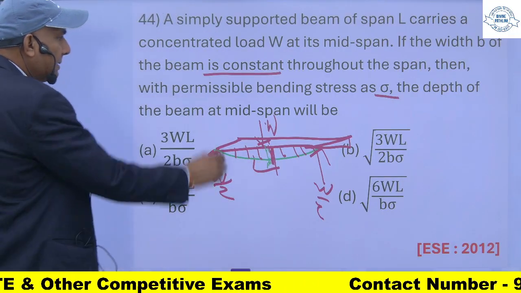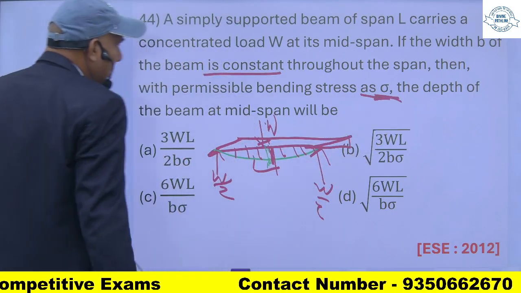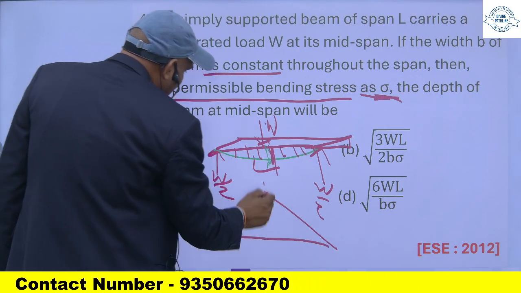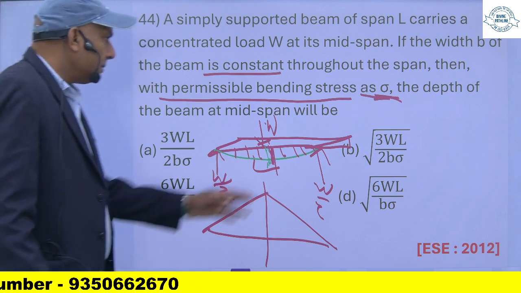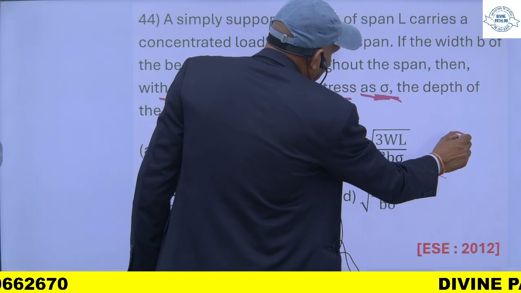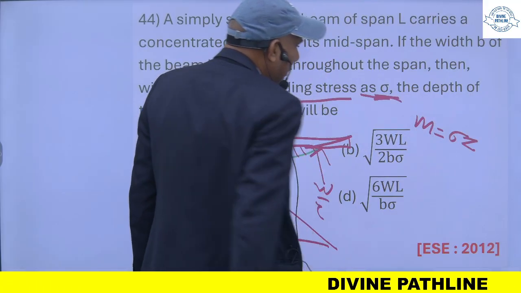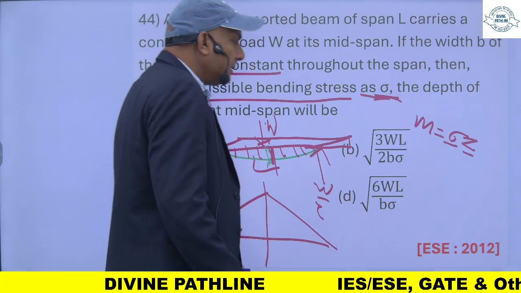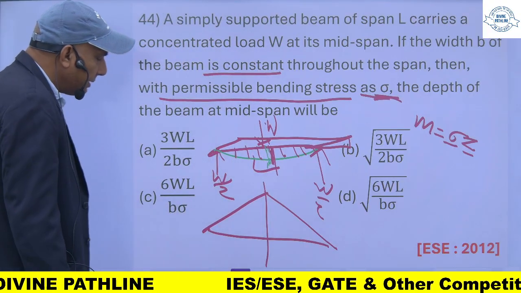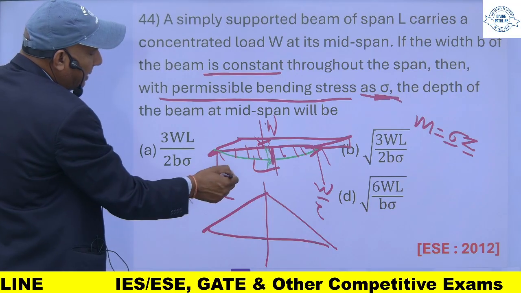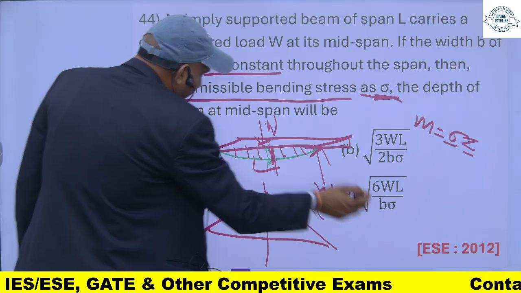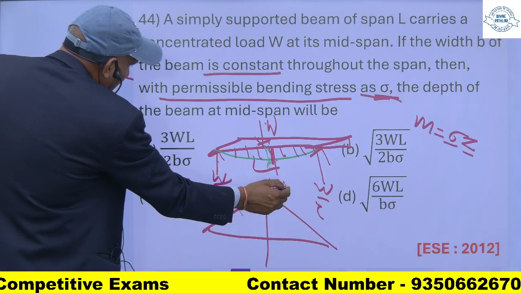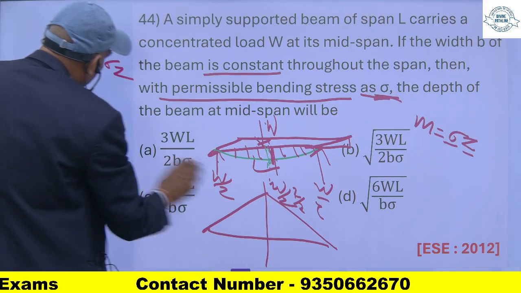Permissible bending stress means maximum bending stress, and the bending moment will be maximum at the center. As the formula is M is equal to sigma Z, sigma is the bending stress, Z is the section modulus, M is the moment of resistance or bending moment. At the mid span, the bending moment will be W by 2 into L by 2. So M is equal to sigma Z, and M is W by 2 into L by 2, WL by 4.